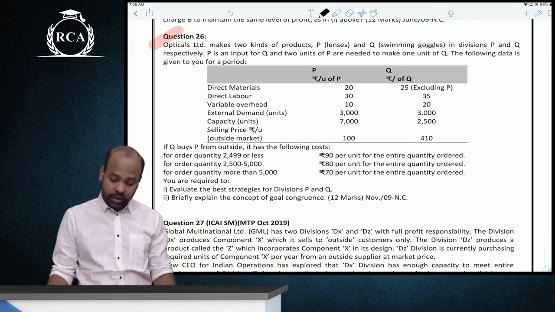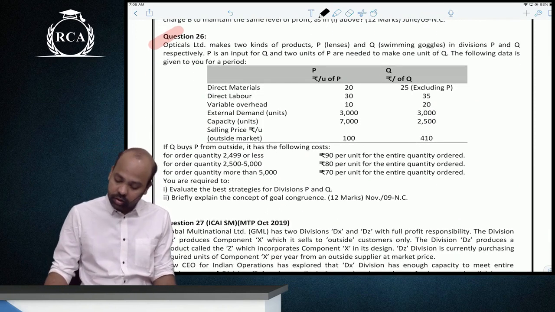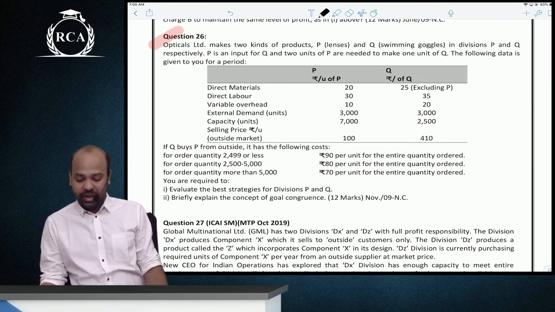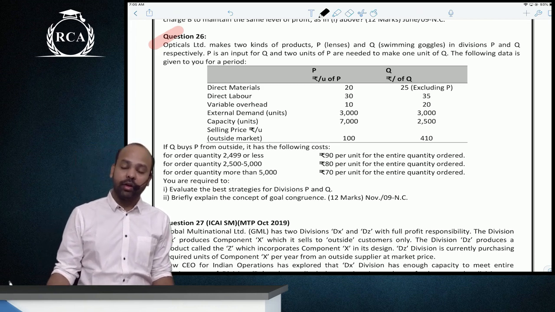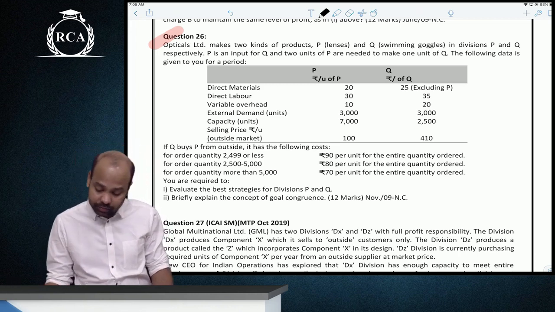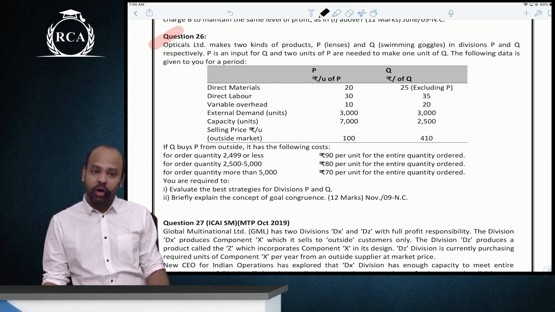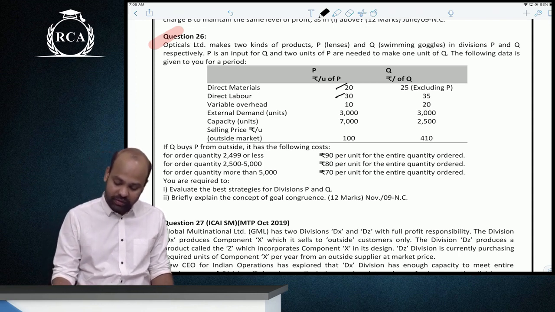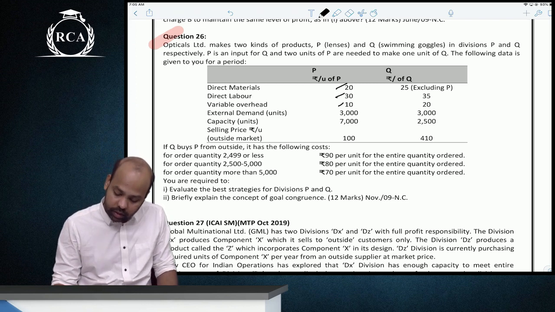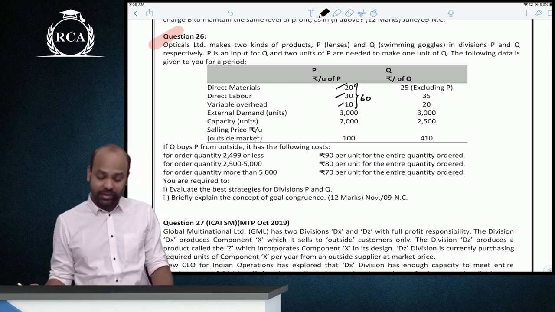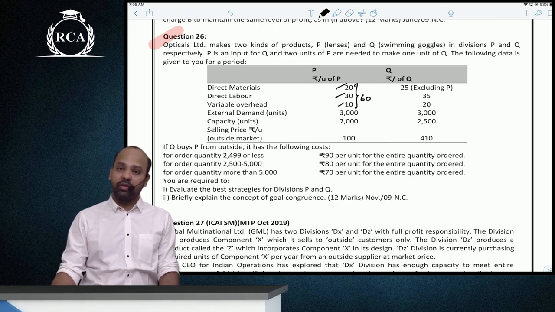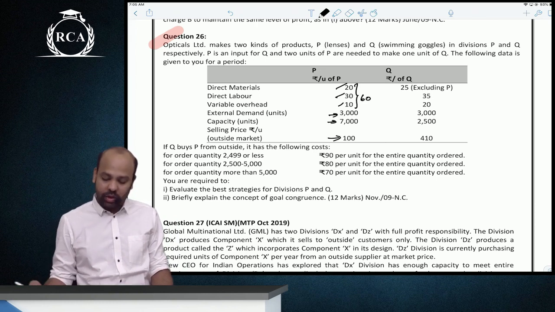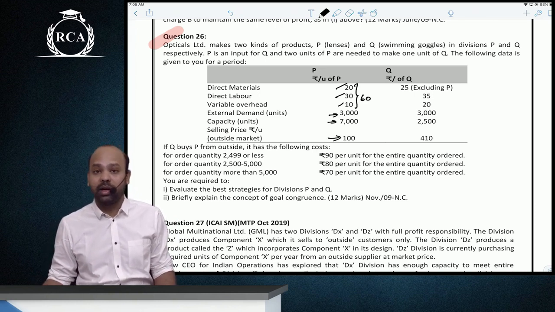Opticals Limited makes two kinds of products, P lenses and Q swimming goggles, in divisions P and Q respectively. P is an input for Q and 2 units of P are needed to make 1 unit of Q. Obviously you will need 2 lenses to make 1 glass. The following data is given for a period. For P, direct materials are 20 rupees, direct labor is 30 rupees, variable overhead is 10 rupees. So our variable cost is 60 rupees. External demand is 3000 units when we have a capacity to manufacture and sell 7000 units. Our price to the outside market is 100 rupees.